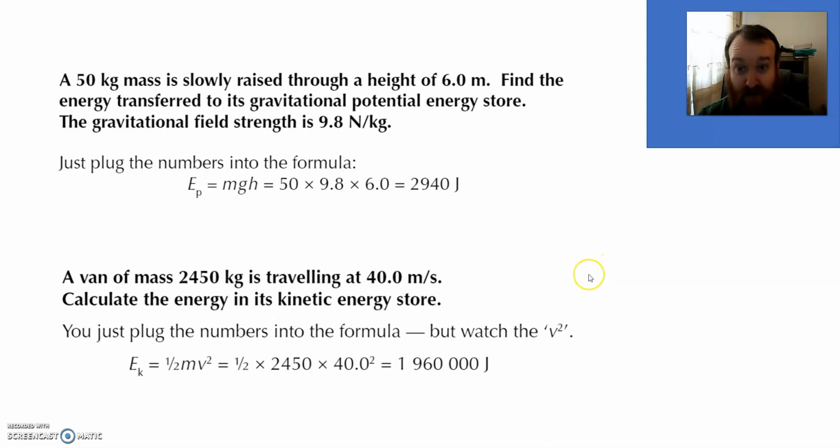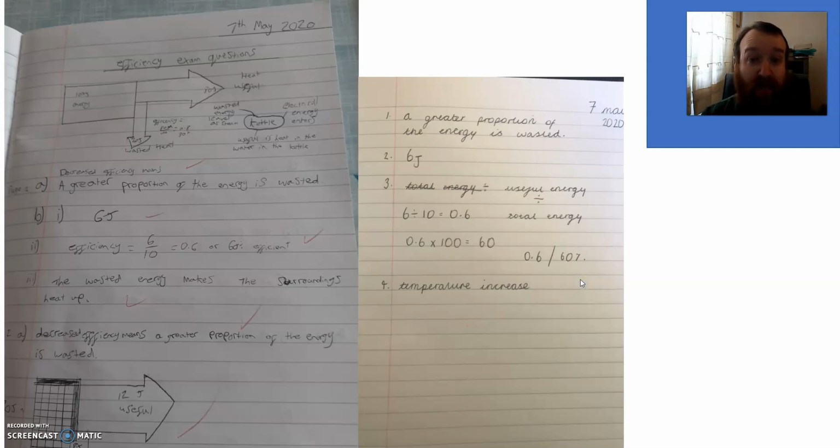So, last week you had some exam questions as your remote learning work. Some brilliant work has been uploaded. Here's a couple of examples. Really like the working here, really clear: writing the equation out, substituting the numbers, rearranging, giving the answer.